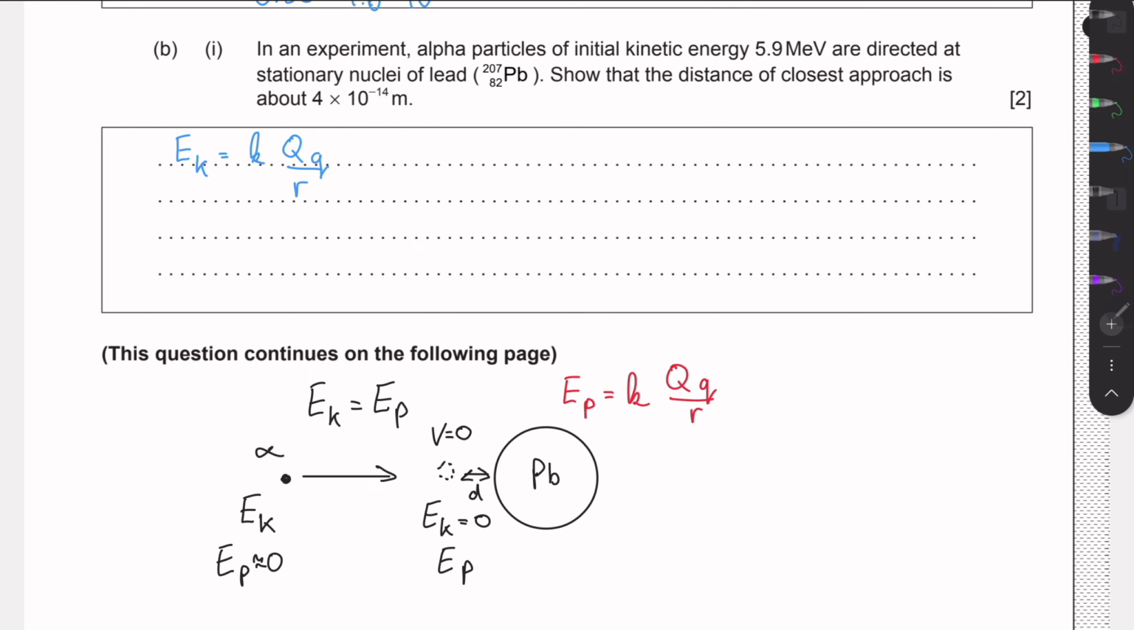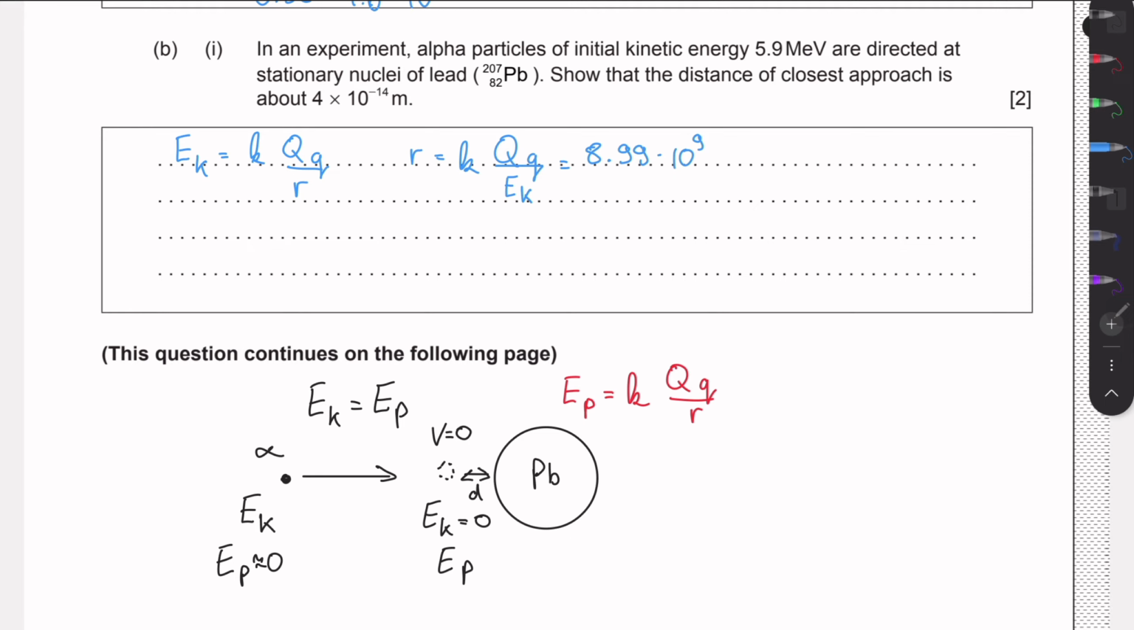So we want the distance. This will be just K times big Q, small q over E kinetic. And then we need to start plugging in. So the Coulomb constant is 8.99 times 10 to the 9. And then let's think about the charges.